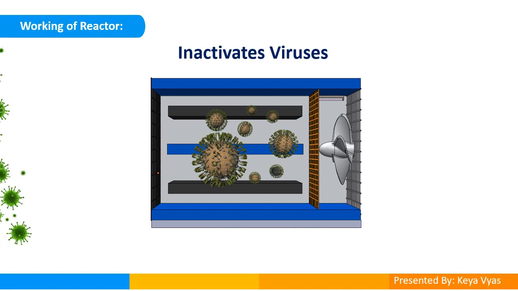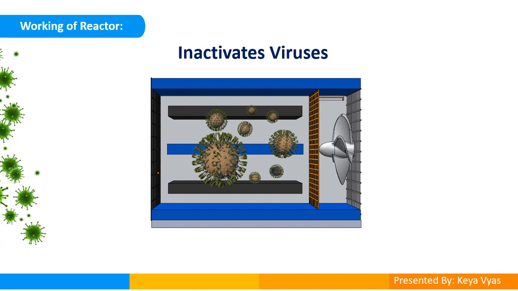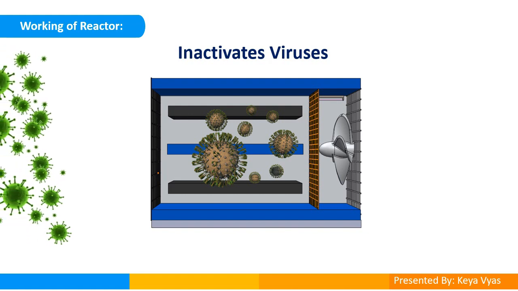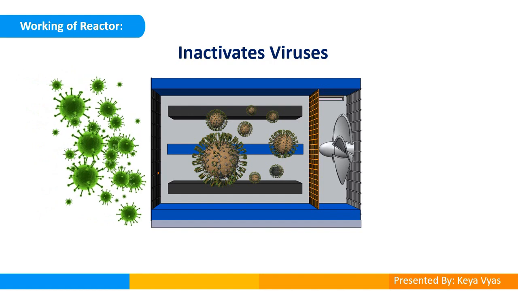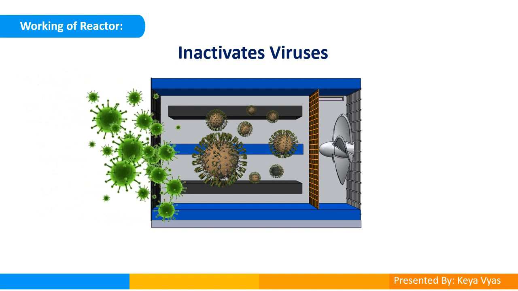Working of the reactor. So when air is sucked in, the virus present in the air stream passes through the electric field, and the plasma generated oxidizes it by unstable atoms called radicals. The virus eventually loses its ability to infect cells as these radicals alter lipids, proteins and nucleic acids.